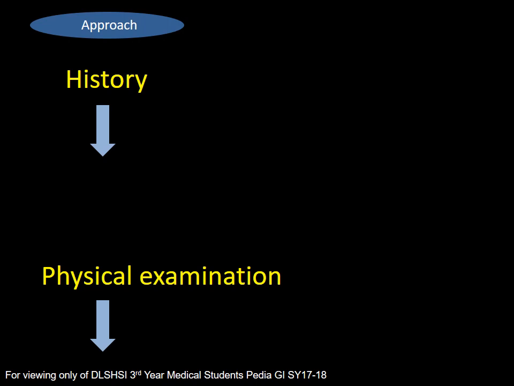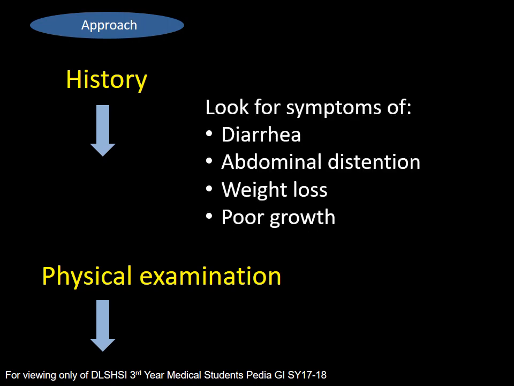Let us discuss the approach in any patient with suspected malabsorption syndrome. It is always important to plan your clinical approach towards a specific diagnosis. A detailed history must look for symptoms of diarrhea, abdominal distension, weight loss, and poor growth. Though these are non-specific findings, they can help you narrow your differentials.